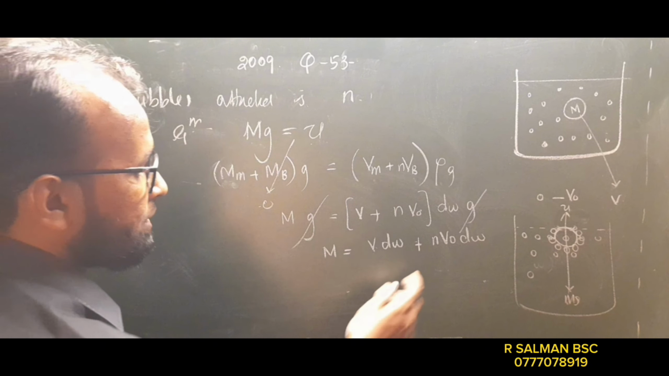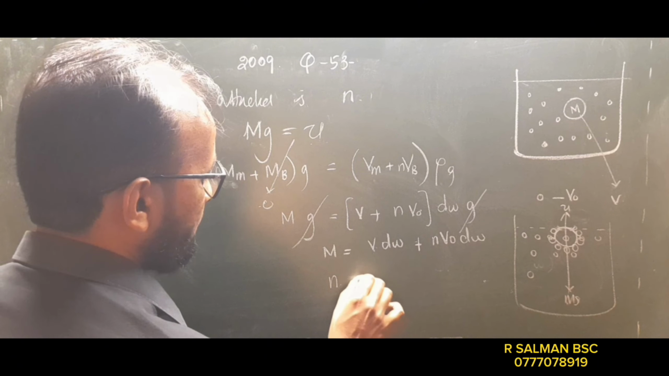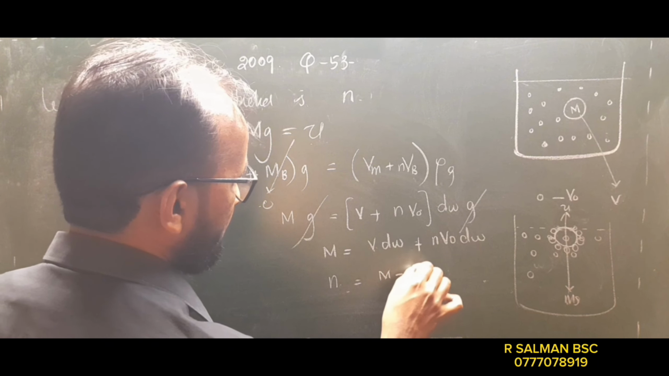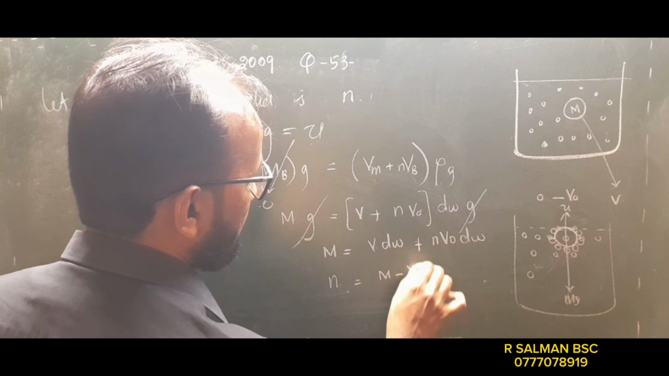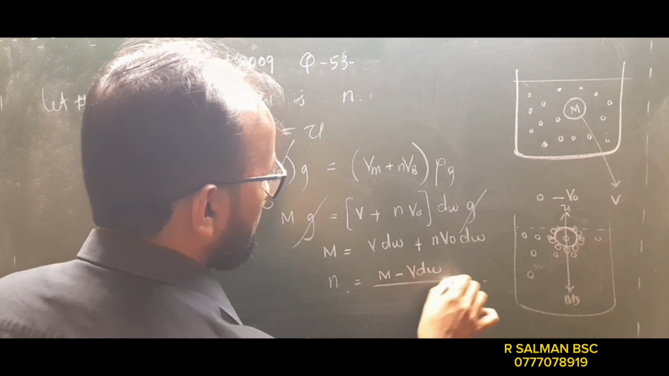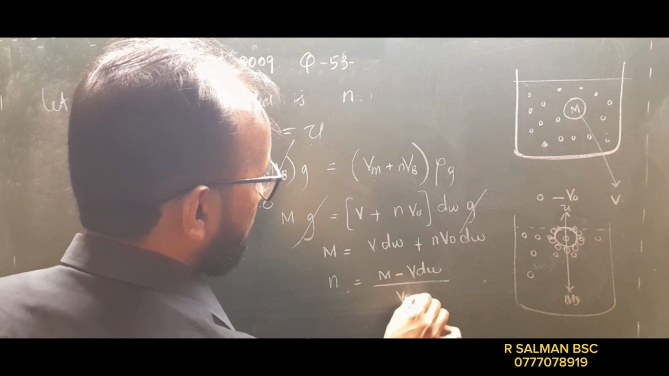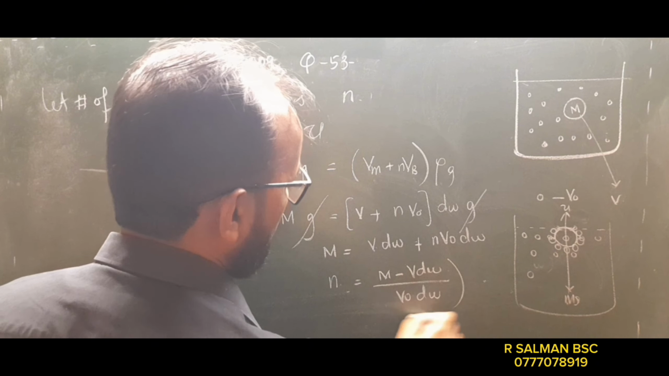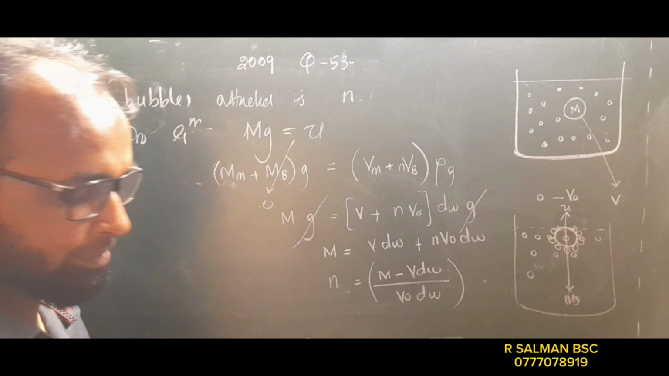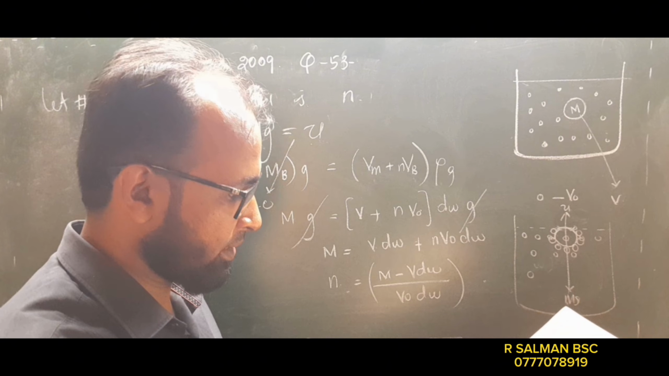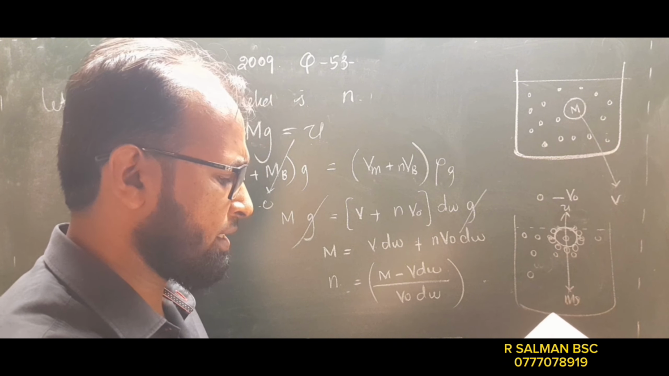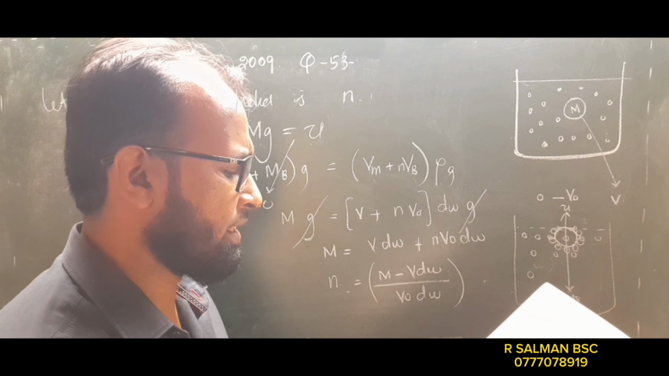Let me make n the subject. n is equal to (M minus V dW) over V0 dW. Okay, I have got an answer, but still I have to decide the inequality.